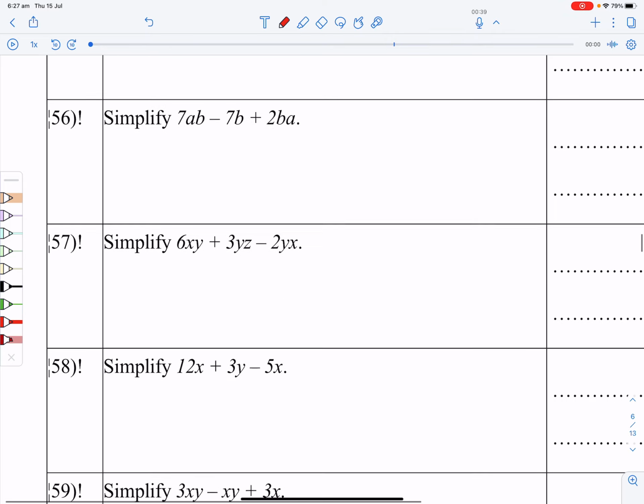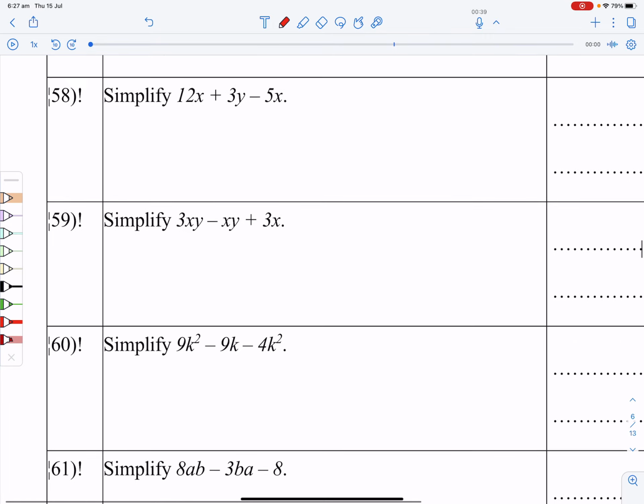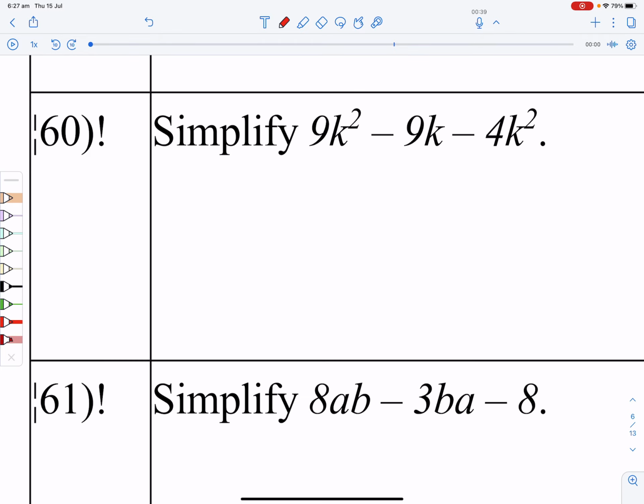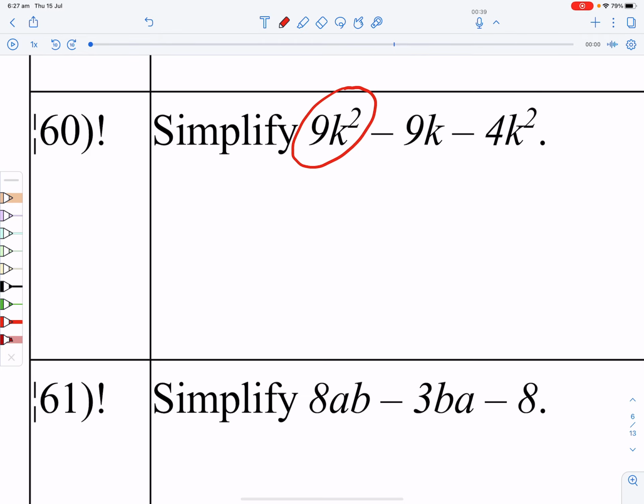Excellent. So let's keep them going now. Let's do question 60. It's not really done any different. The like terms, 9k squared. Notice when I circle the term, I always include the sign with it. So that minus belongs to the 4k squared, and this belongs to the 9k, and the 9k squared at the beginning, you can assume it has a plus in front of it. Okay. So what's 9k squared minus 4k squared? That's going to be equal to 5k squared.